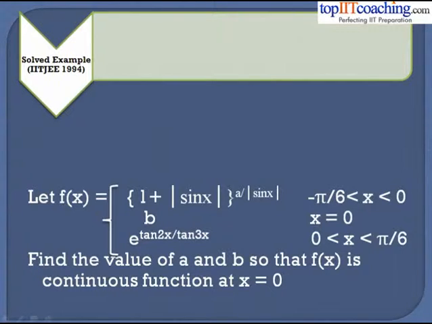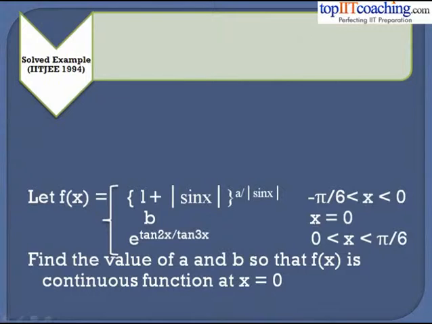Let f(x) be equal to (1 plus modulus of sin x) whole to the power of (a by modulus of sin x) when x lies between minus pi by 6 and 0, is equal to b when x is equal to 0, and is equal to e to the power of (tan 2x divided by tan 3x) when x lies between 0 and pi by 6. Find the value of a and b so that f(x) is a continuous function at x equal to 0.